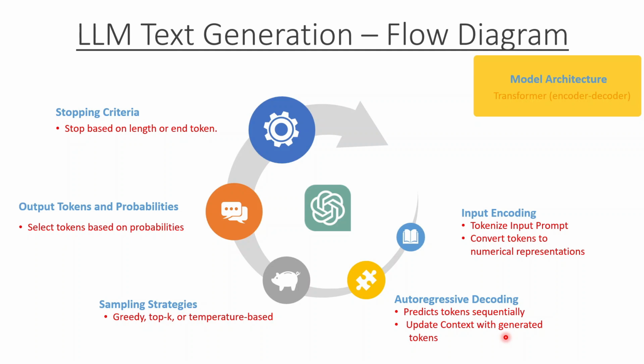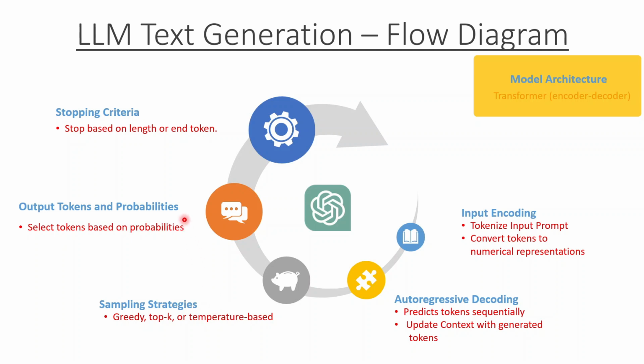The third one is the sampling strategy. LLMs can use different sampling strategies during decoding. Greedy sampling: always select the token with the highest probability. Top K sampling: randomly sample from the top K most likely tokens. Temperature-based sampling: adjust the temperature parameter to control randomness. Higher temperature increases randomness. The choice of sampling strategy affects the diversity and quality of generated text.